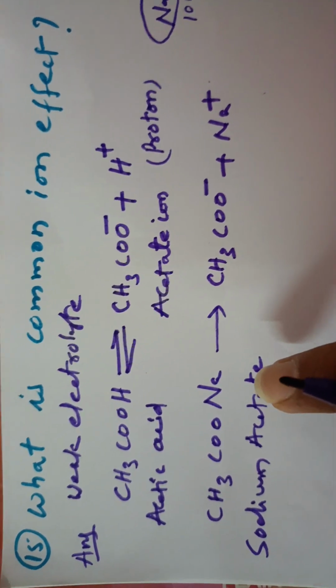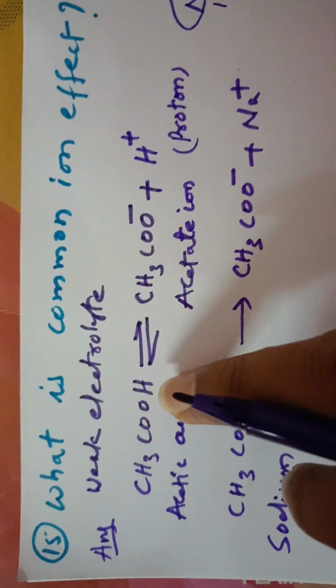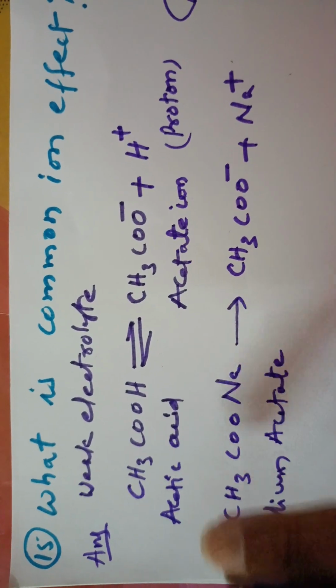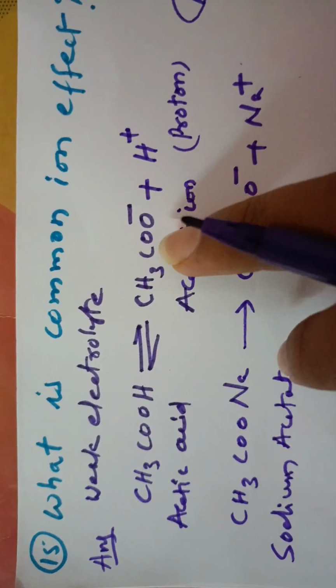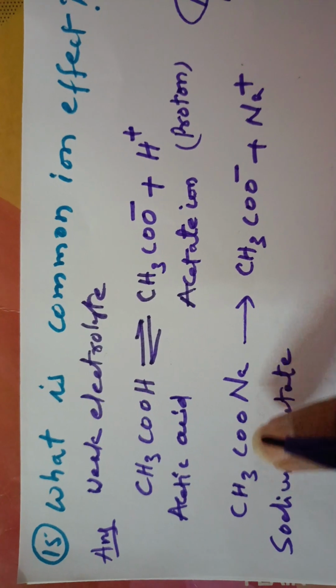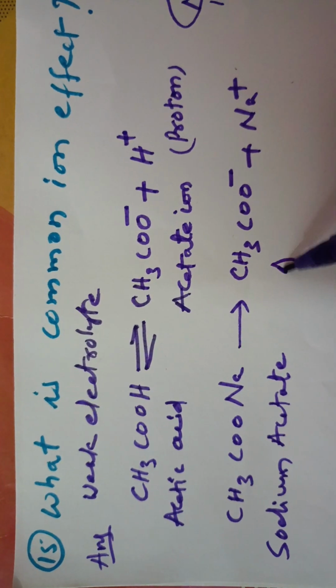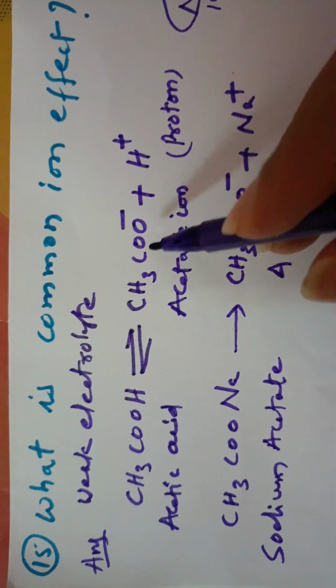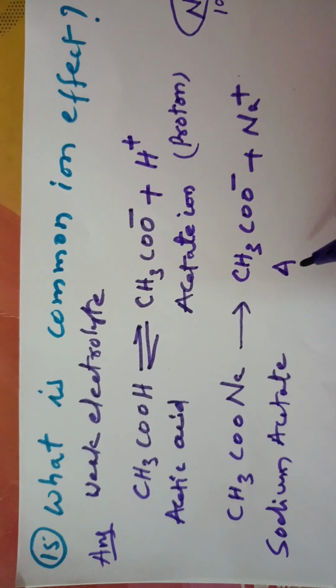When you add this strong electrolyte to this weak electrolyte, the weak electrolyte has the acetate ion, and the strong electrolyte also has the acetate ion, CH3COO minus.